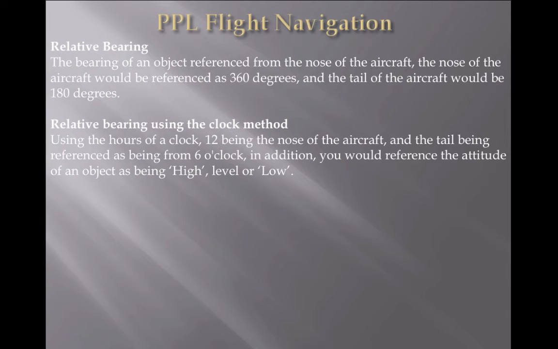The relative bearing using the clock method is defined as using the hours of a clock, 12 being the nose of the aircraft and the tail being referenced as the 6 o'clock position. In addition, you would reference the attitude of the object that you are bearing relative to as being either high, level, or low. High being if you're in a 152 or a 172 above the wing. Low being if you're in a Tomahawk below the wing. Level would be level with your plane of attitude.